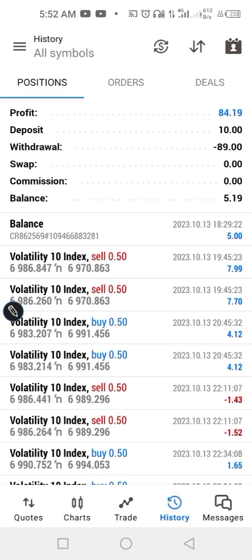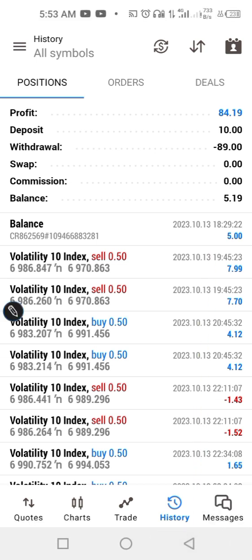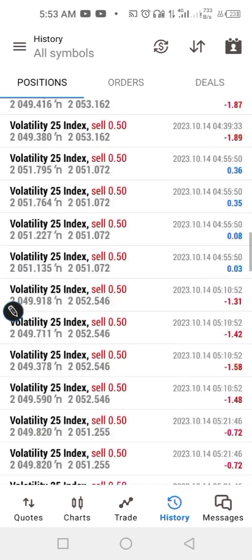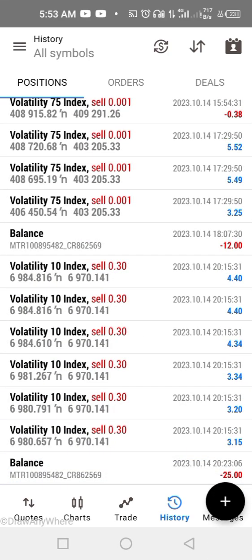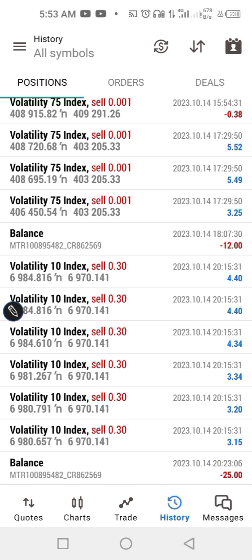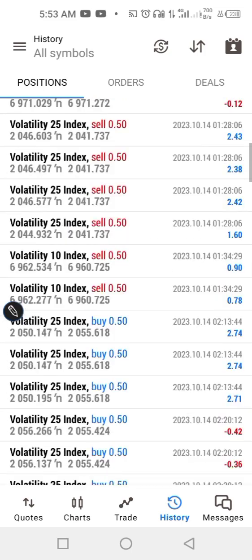I funded it, even $5 that I funded, but okay, I funded $10, and since then, it's just yesterday. Take a look at my now. Take a look at the last trade that I placed. Can you see? Okay, I withdrew another $25. I made a withdrawal of $25. Can you see? Yesterday was 14th. When did I fund this account?